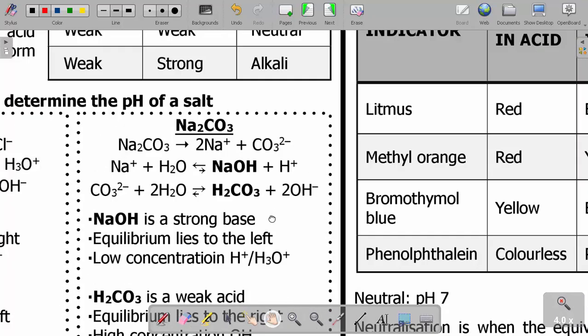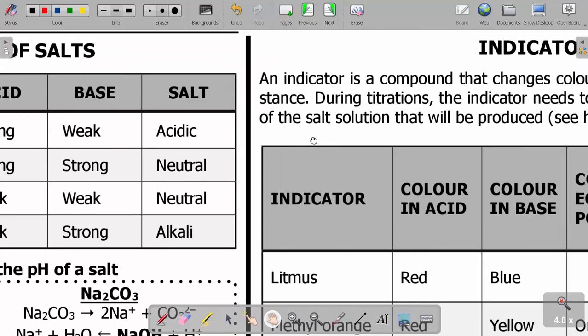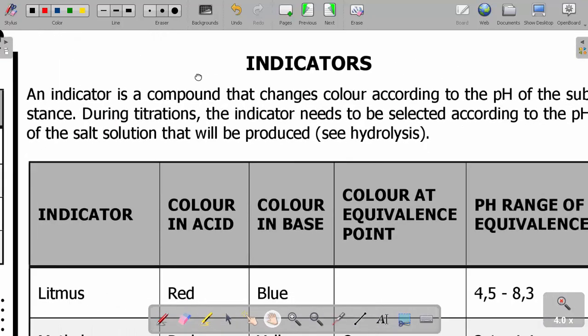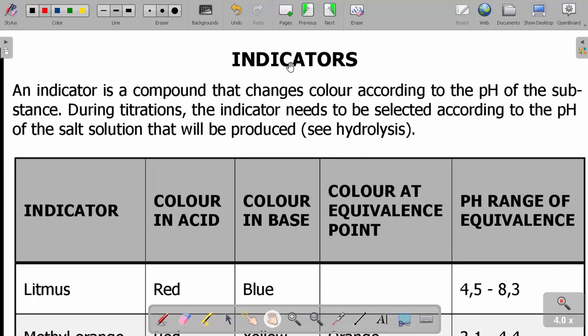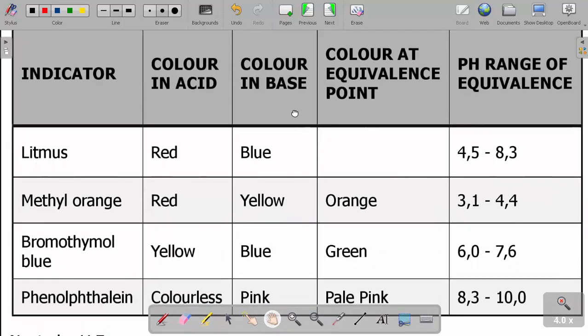Okay, let us proceed. Now, if the salt is an acid or a base, we use indicators to indicate that. Okay, so what are indicators? An indicator is a compound that changes color according to the pH of the substance. During titrations, the indicator needs to be selected according to the pH of the salt solution that would be produced. Okay, as we have seen hydrolysis. Now, these are the indicators which we have and their corresponding pH colors and the pH ranges.